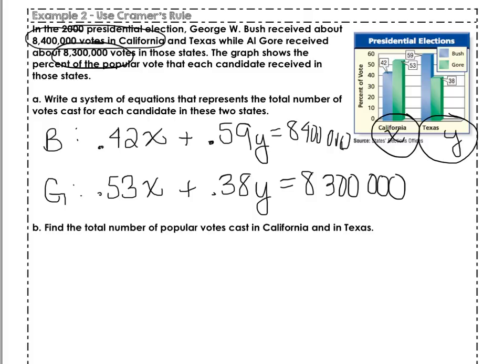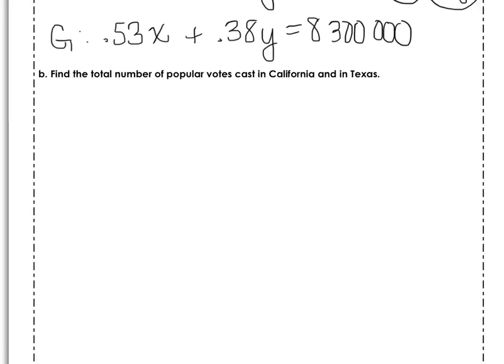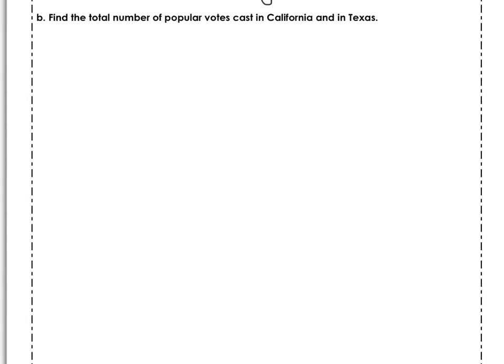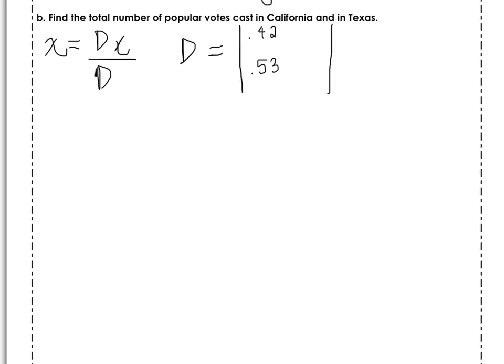Now we're going to use Cramer's rule to solve our system of equations. Okay, so first off, we're going to find a value for x, and then we're going to find a value for y. Just to help me remember to use Cramer's rule, we're going to use determinant dx and divide it by determinant d. Okay, so determinant d, that's going to be using our coefficients. We're going to have a column for x and a column for y. So determinant d, our coefficients for x are 0.42 as well as 0.53. Our coefficients for y are 0.59 and 0.38.